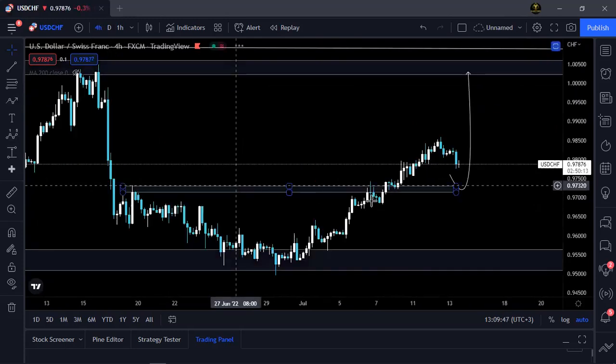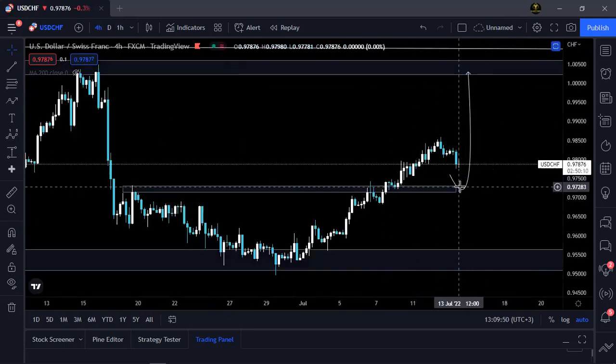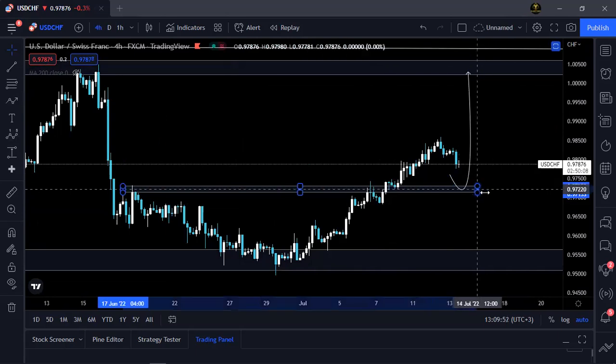So moving on to the other currency pairs, we have USDCHF. I sent this analysis in my free Telegram channel.